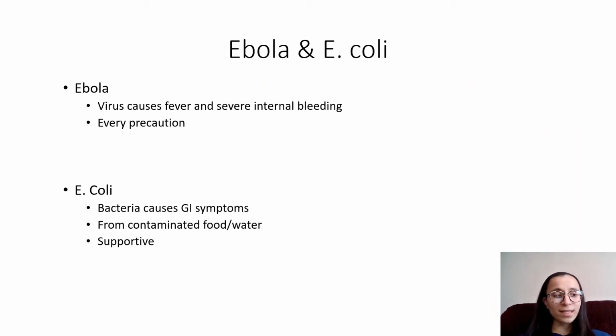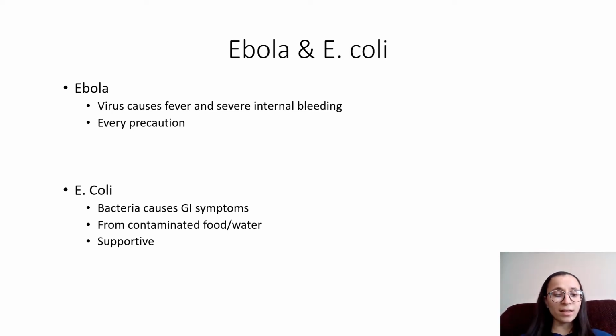Okay, the next one is Ebola. Ebola is also called viral hemorrhagic fever. It is very contagious with a really high mortality rate. It's basically a virus that causes severe fever and severe internal bleeding. It needs every precaution. You're going to need droplet, contact, airborne, just every precaution. They're still working on treatment, so there's no one treatment, but PPE is a big thing.